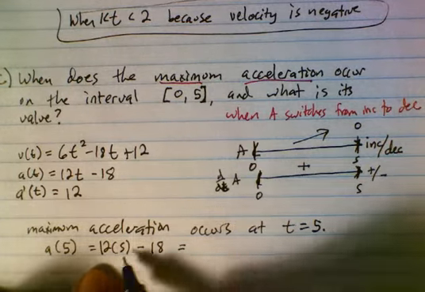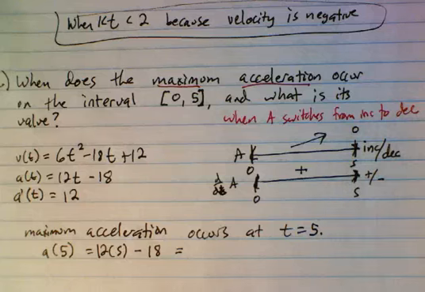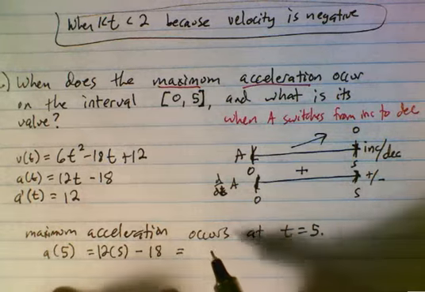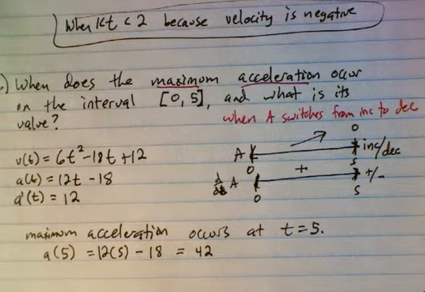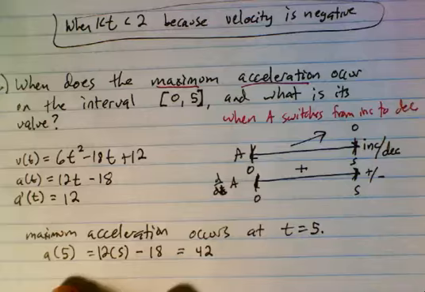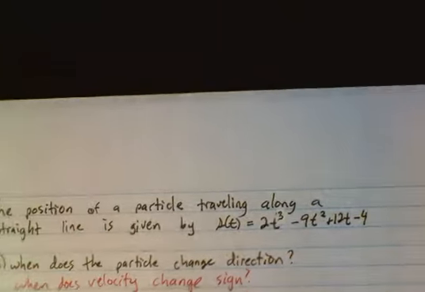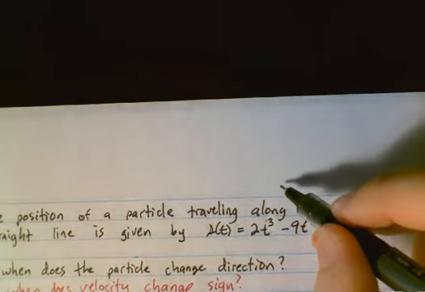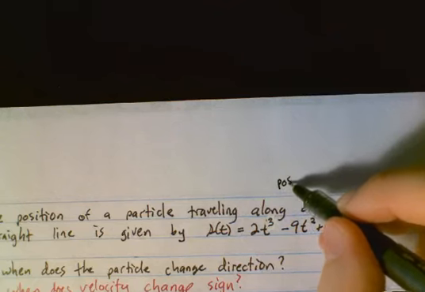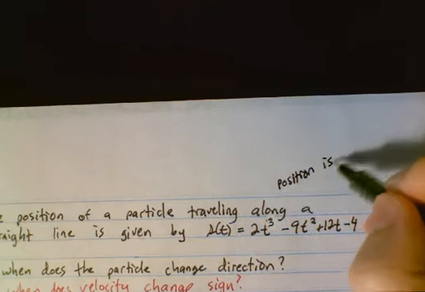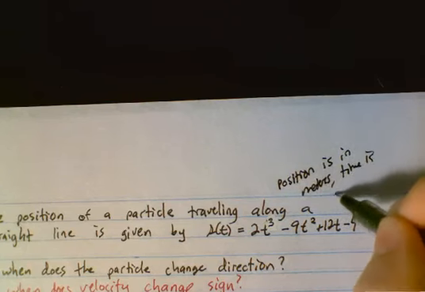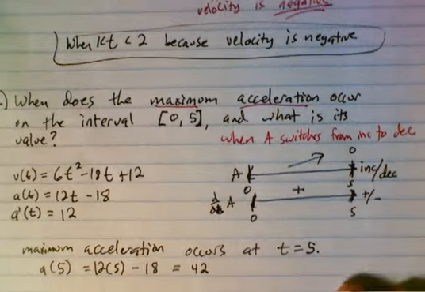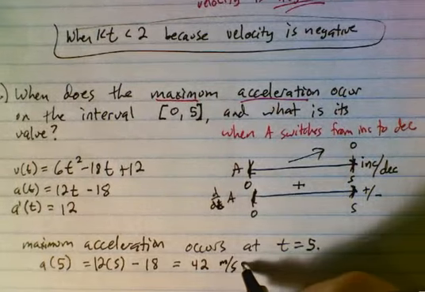Twelve times 5. 12 times 5 minus 18 is going to give us 42. These should have units on them. Let's go back and say that for this problem, position is in meters, time is in seconds. So acceleration, just like in physics, is meters per second squared.